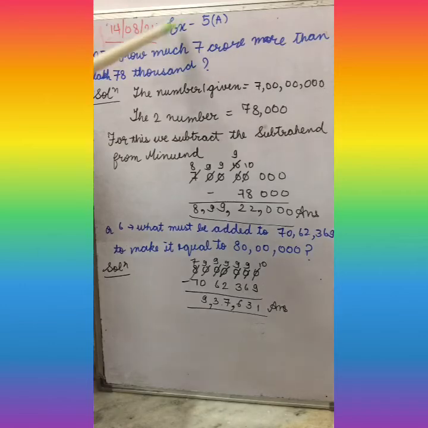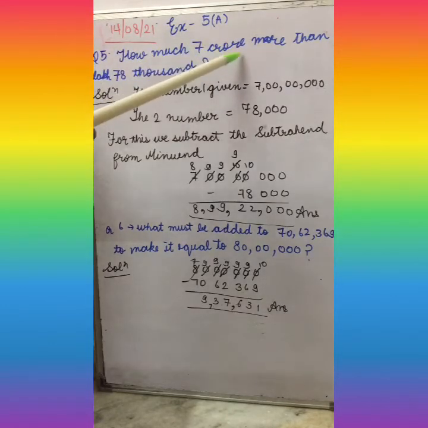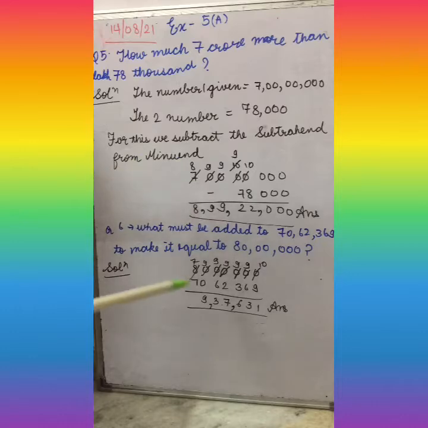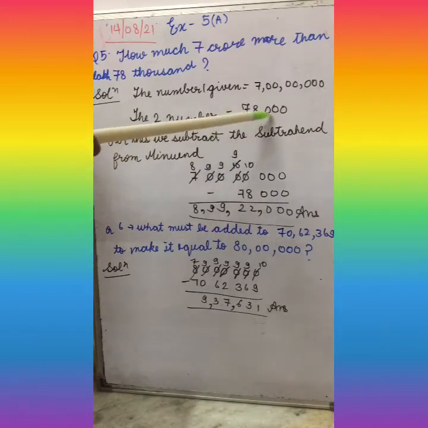Students, today we are continuing our chapter 5, that is operation in large numbers. So, today we are discussing exercise 5A, question number 5. How much is 7 crore more than 78,000? Here, first we have to write the first number, and that is 7 crore. The next number we will write downside, that is 78,000.